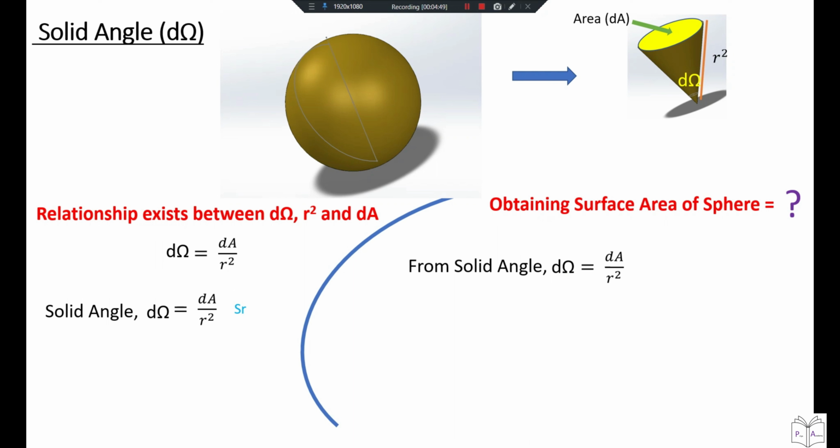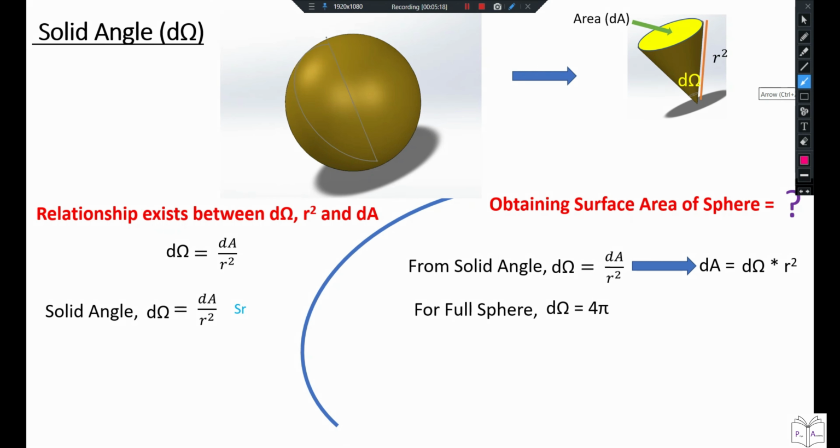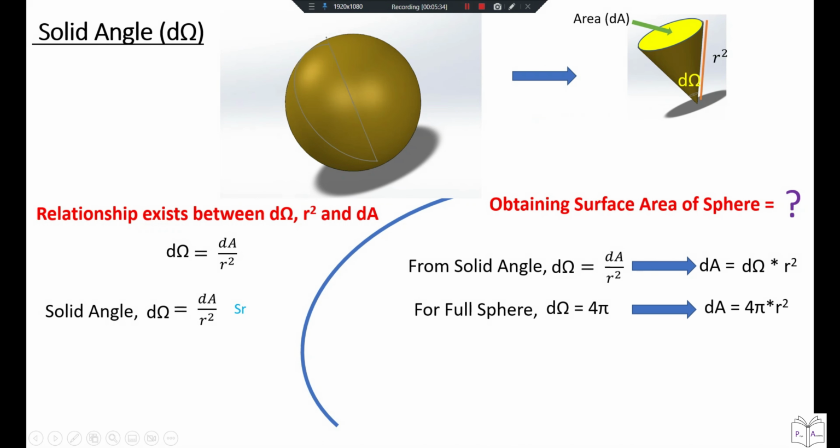We know that solid angle equal to dA divided by r square. From this we can rewrite dA as d omega multiply r square. Then for a full sphere, d omega is replaced by 4 pi because the maximum value of d omega is 4 pi. So when you replace d omega by 4 pi, you will get the same sphere. You will get dA equal to 4 pi multiply r square. Now instead of dA, we can replace it as A, because the maximum value of d omega we have substituted as 4 pi, which indicates the full sphere. Then A indicates the surface area of the sphere. A equal to 4 pi r square.